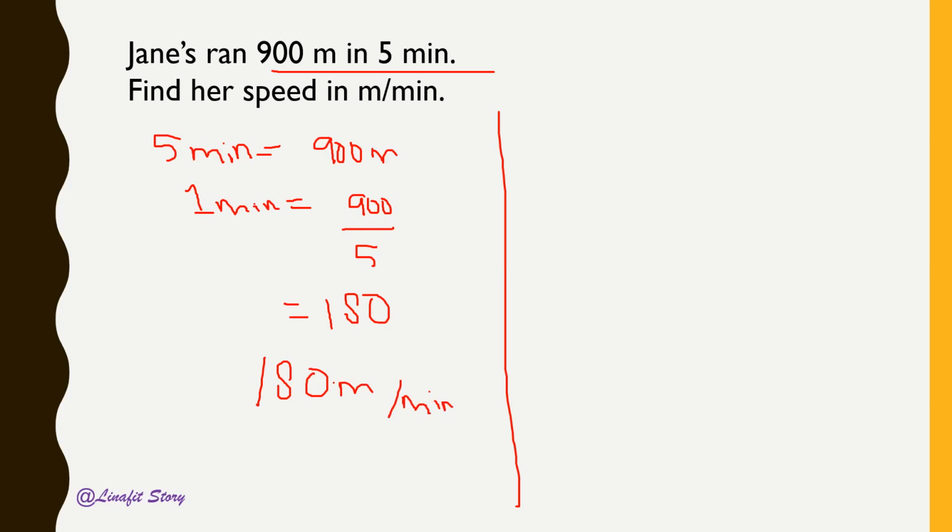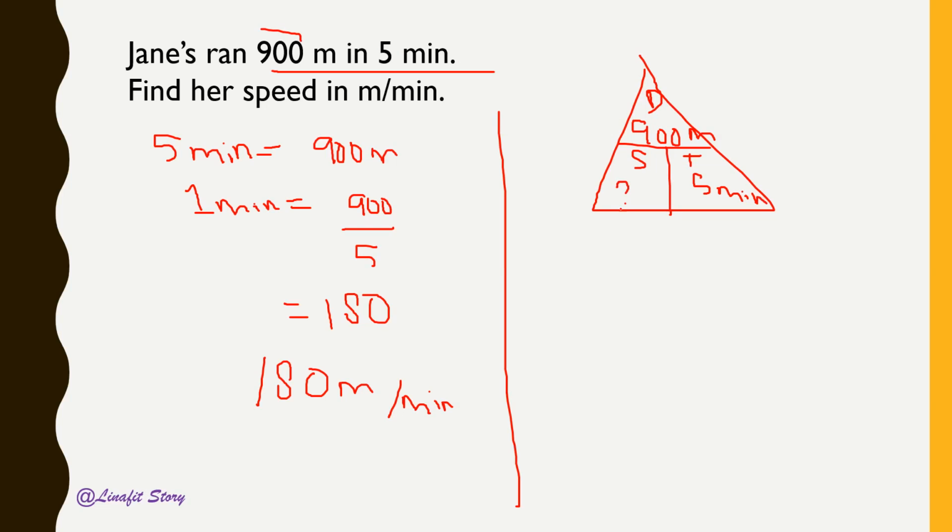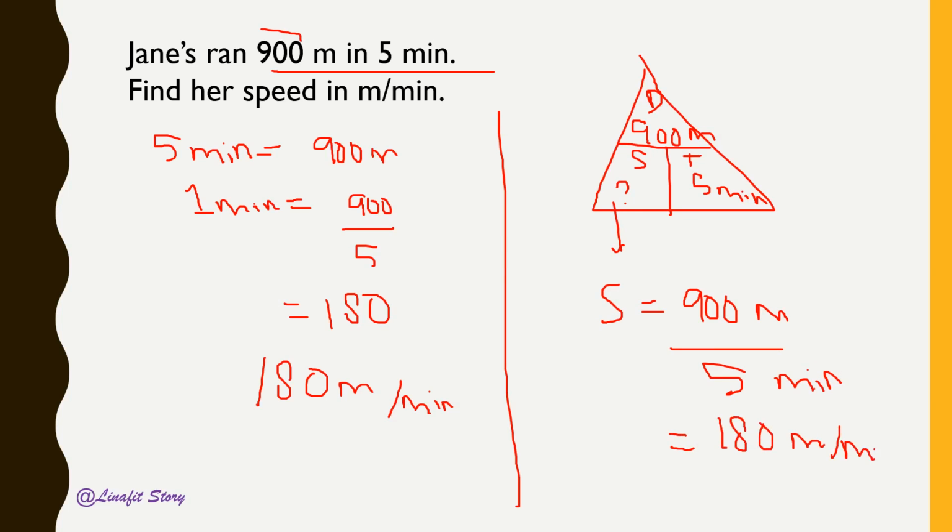And in the second way, using the DST triangle, here is the distance, speed, and the time. The distance is 900 meters, while the time taken is 5 minutes. Then how to get the speed? The speed equals 900 divided by 5, which equals 180 meters per minute.